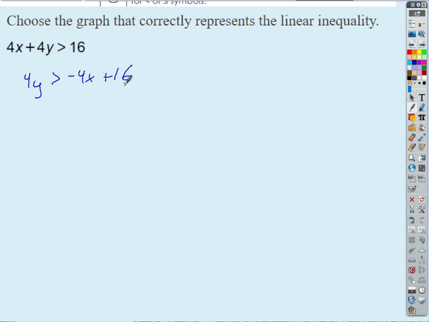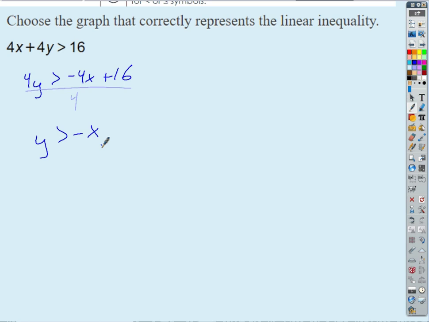Plus 16. Okay, what's next? Divide by 4. All right, so if I divide by 4, the 4's are going to cancel, right? So I'm going to get y is greater than, what am I going to get here? Negative 1, so I just write that as a negative x, right?